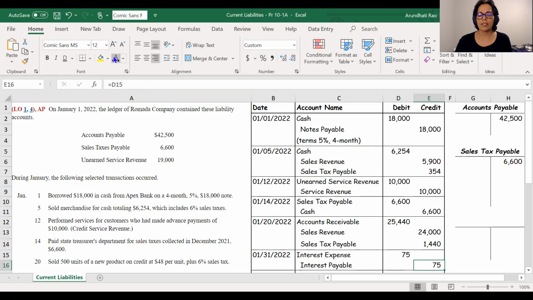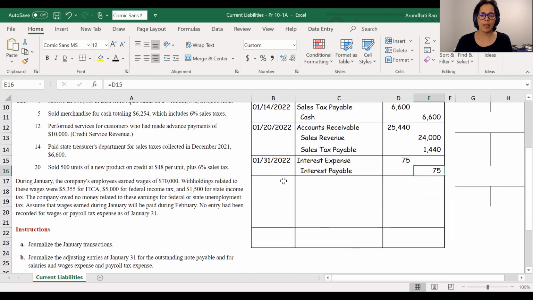So this interest is accrued. I owe this money. I have not paid it right now. I'll pay it at the end of 4 months, along with the $18,000. I'm accruing interest at the rate of $75 per month. So I've done the first month's journal entry. Now let's take a look at the salaries and wages expense.